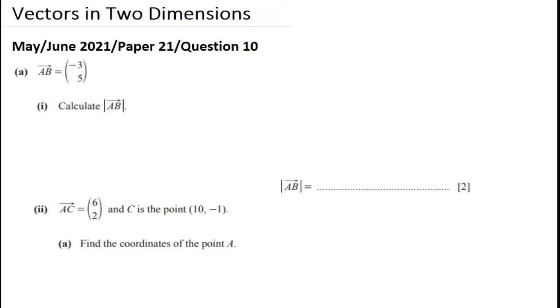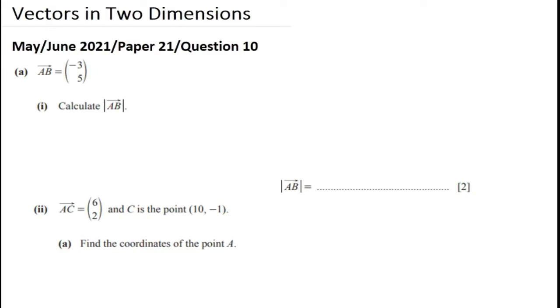Okay, here we have a past paper question of vectors in two dimensions. This question is from May June 2021, paper 2-1, and question number 10. Column vector AB is given, that is (-3, 5). We have to find its magnitude.